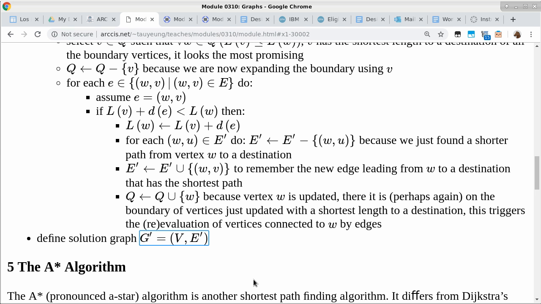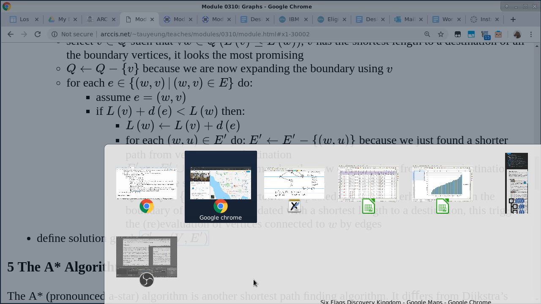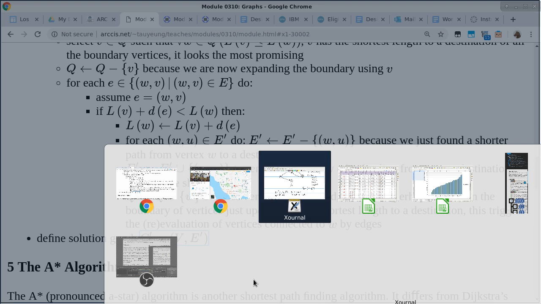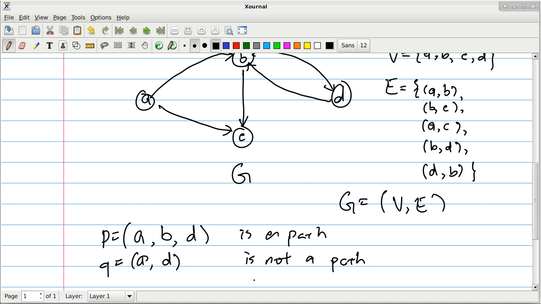Well, let's go ahead and check it out. Now, let's make an example, and we'll track the example and find out how the A-star algorithm actually works. So, get back to Zerno. There we go.